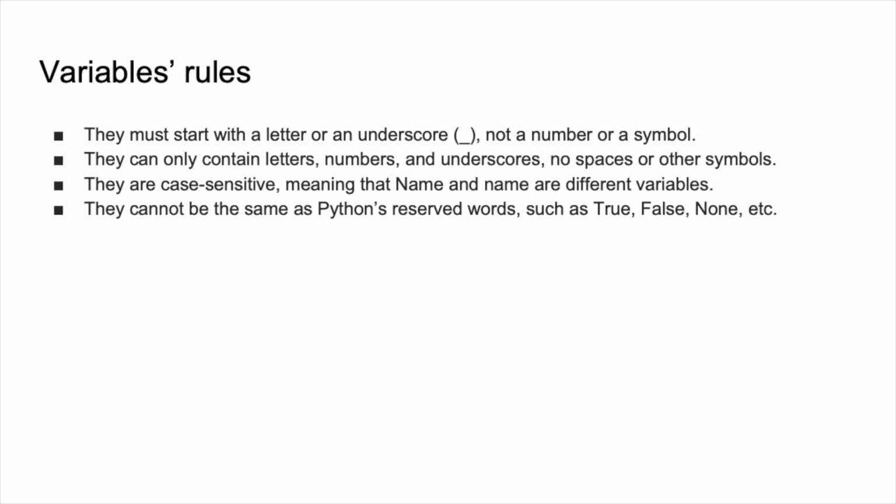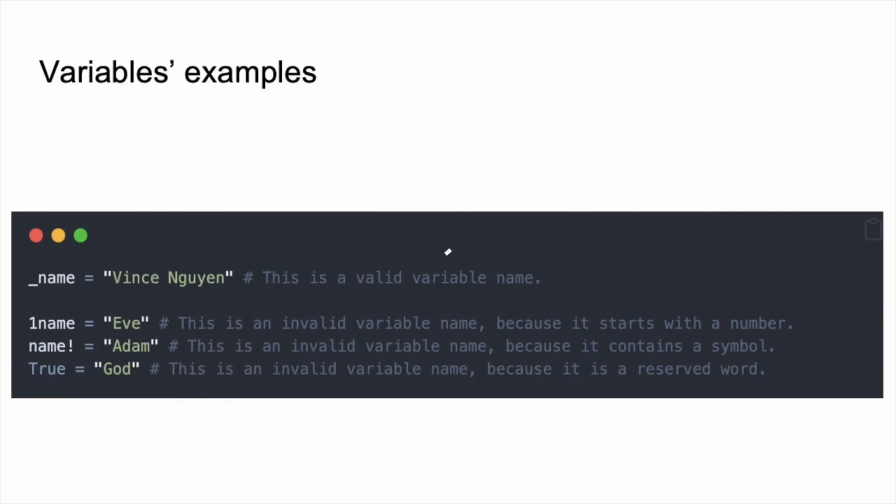They must start with a letter or an underscore, not a number or a symbol. They can only contain letters, numbers, and underscores, no spaces or other symbols. They are case sensitive, meaning that uppercase name and lowercase name are different variables. They cannot be the same as Python's reserved words, such as True, False, None, etc.